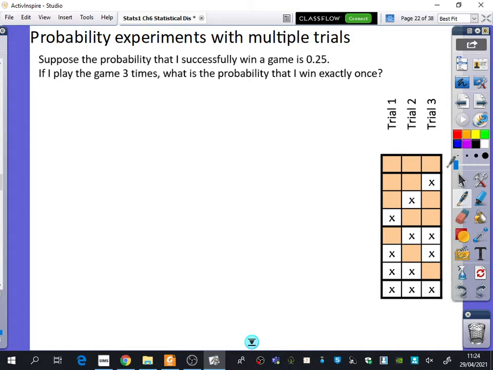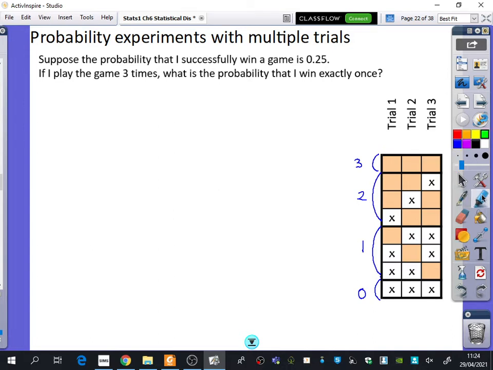I have used a colored orange square to represent winning the game. So I could win, win, win. And I've used a cross to represent losing the game or being unsuccessful in the game. So you can see this first section that I've got here, I win three games. This second section, I win two games. Here, I win one game. And here, I win zero games. So that's the different combinations of things that I've got here.